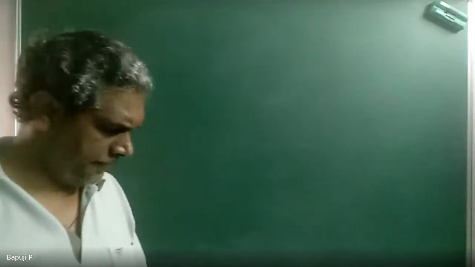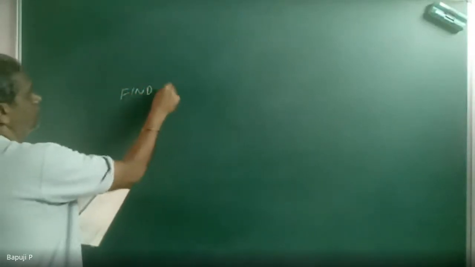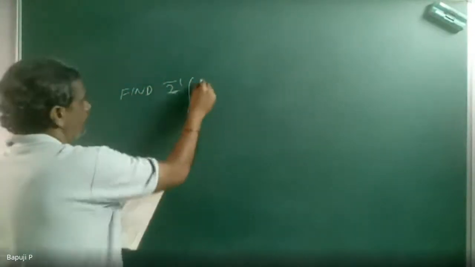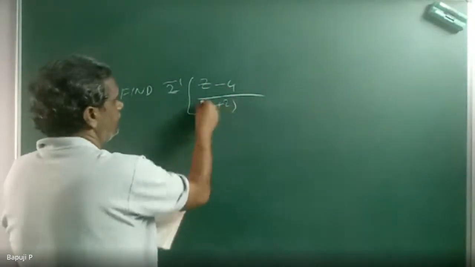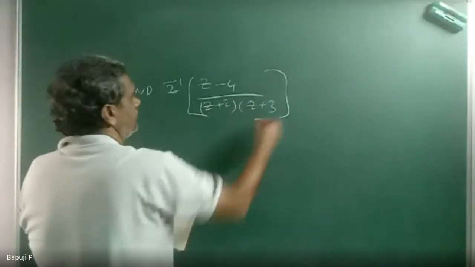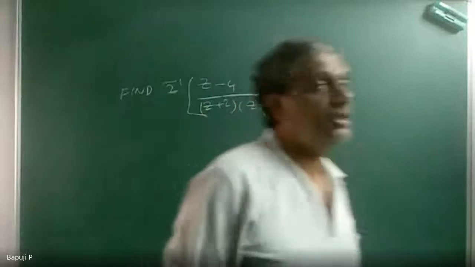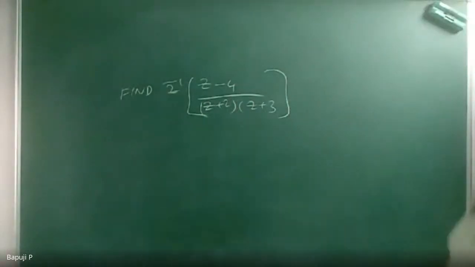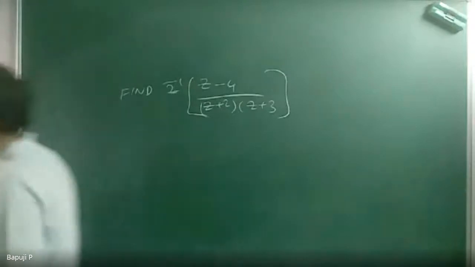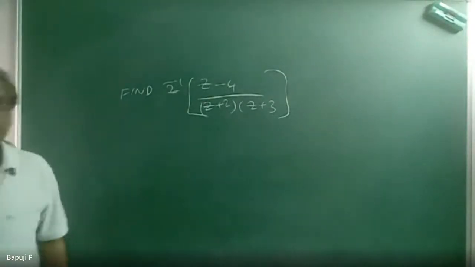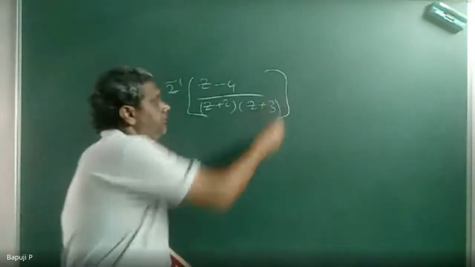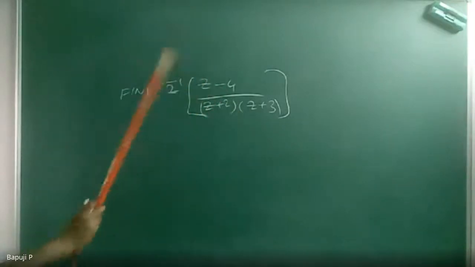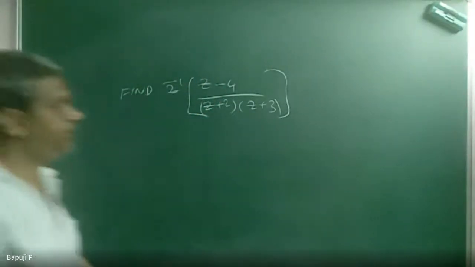Now we can find the Z inverse of (Z minus 4) by (Z plus 2)(Z plus 3). Seeing this, I'm very happy. Denominator degree is 2, numerator degree is 1. So I am able to attack. This is a type 1 actually. In the denominator we have 2 factors, so you can take 2 constants. Numerator is single degree, so no problem.